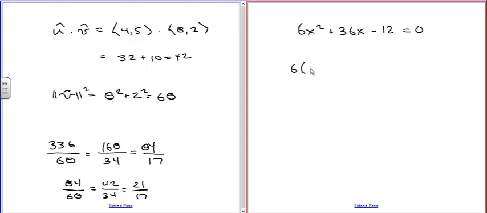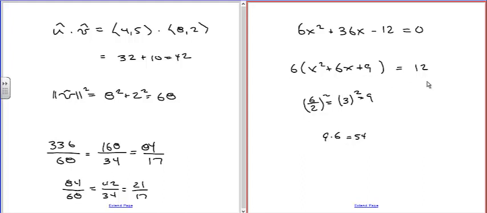So if we factor the 6 out of the x squared and out of the 36, we'll get that. Put a little space there. Go ahead and move the constant to the other side, so that negative 12 becomes positive 12. Then we take the coefficient in front of x, divide it by 2, simplify it, square it, you get 9. So we add 9, so we have 9 times 6. 9 times 6 is 54. So we're adding 54, so we can add 54 to the other side.